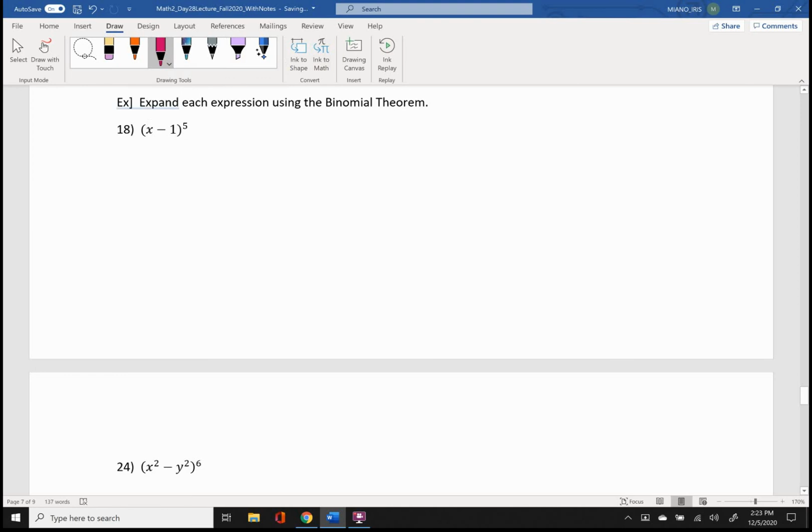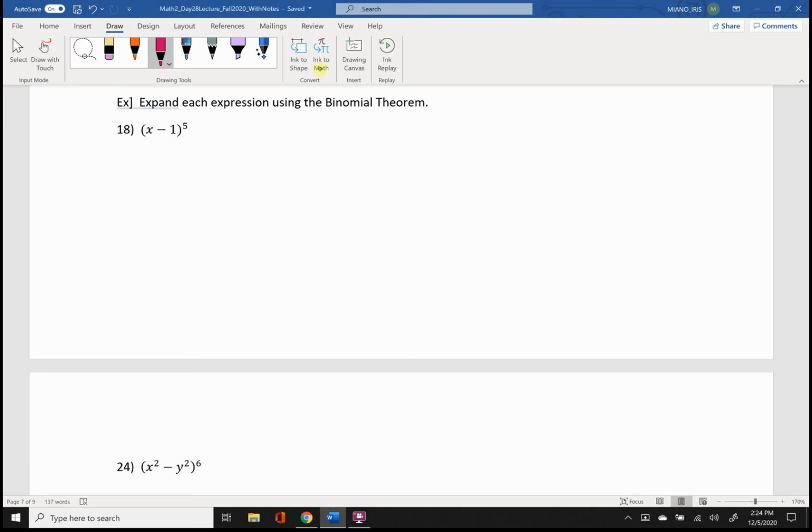Let's go ahead and use the binomial theorem to expand these binomials. Okay, so let's start with a relatively easy one where the x component is an x, the a component is a -1, so it's a little bit more challenging than probably the easiest possible one, and your n value is a 5. Okay, so what does this look like expanded out?